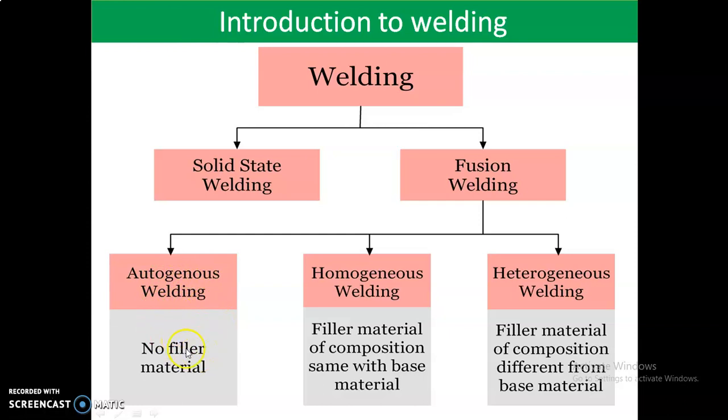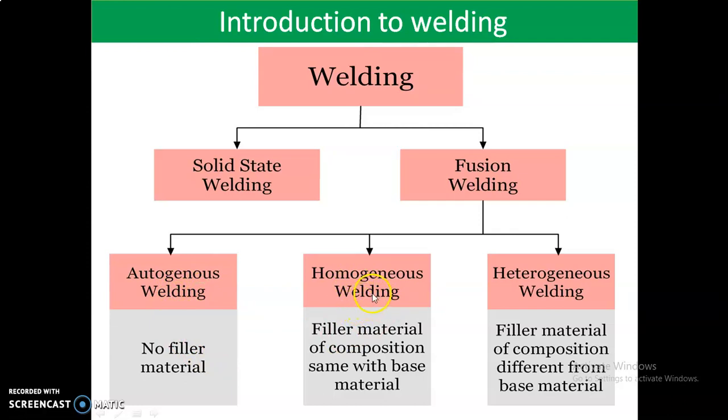Once again listen, this is very important. What is autogeneous welding process? Joining similar metals without addition of filler material. If we join two similar metals without addition of filler material, no filler material, that welding process is called autogeneous welding process.